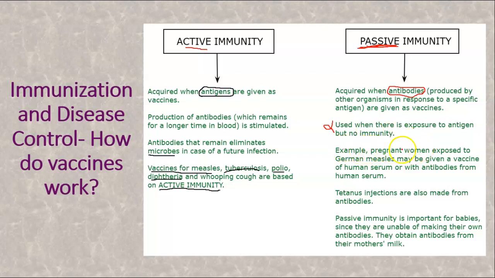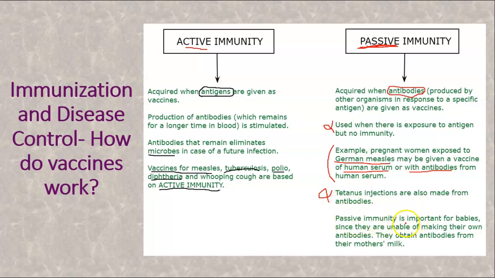For example, pregnant women who are exposed to German measles may be given a vaccine of human serum, or with antibodies from human serum. So pay close attention to that example. German measles have no effect on the pregnant woman, however it can terminate the developing fetus. Tetanus injections are also made from antibodies.